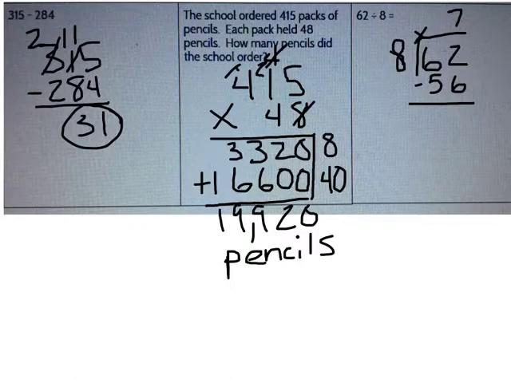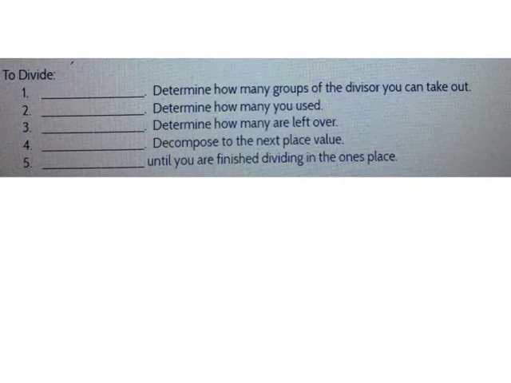I can't subtract 2 minus 6, so I need to borrow. 6 becomes 5, and I now have 12 ones. 12 minus 6 is 6. 5 minus 5 is 0. The answer to this problem is 7, remainder 6. Now look at your intro to new material.